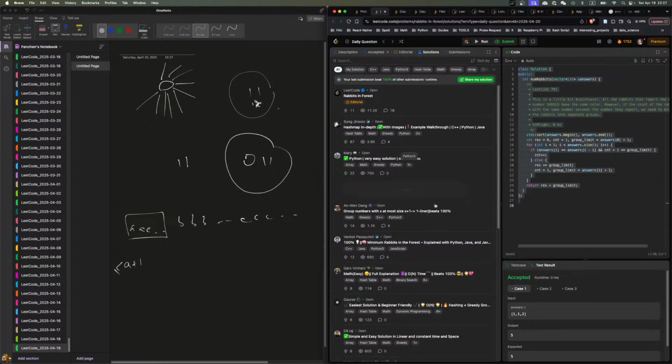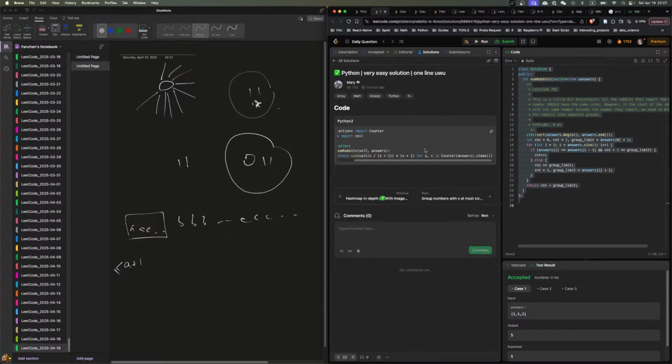Hash map. Ooh, one line. Oh, look at that. Counter item, ceiling, item and counter. Yep, I think I know what it's trying to do. That is correct. This is correct. Oh, pretty cool. This is very cool. Very, very cool. Yeah, counter is easier to do.